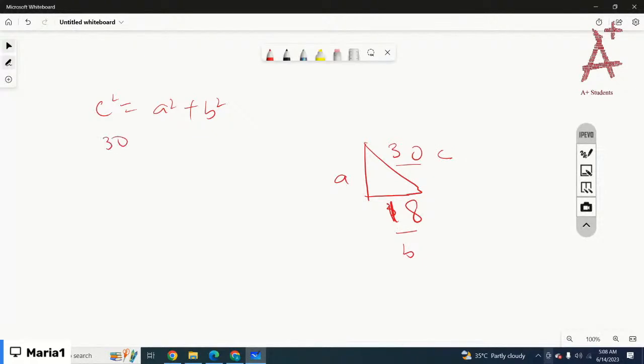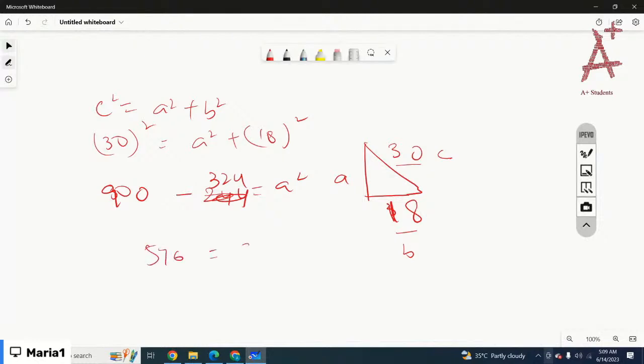So it would be c equals 30 squared, that equals a squared plus 18 squared. Got it? You can move 18 squared to the other side. So 30 squared is 900 minus 18 squared. 18 times 18 is 324. So 900 minus 324 equals 576. Got it? That is a squared.